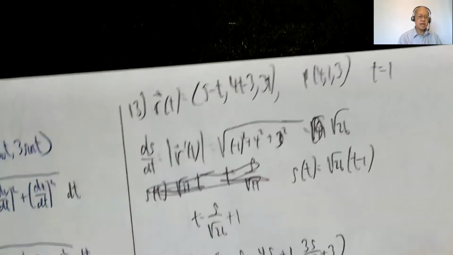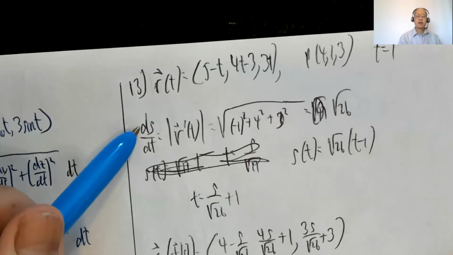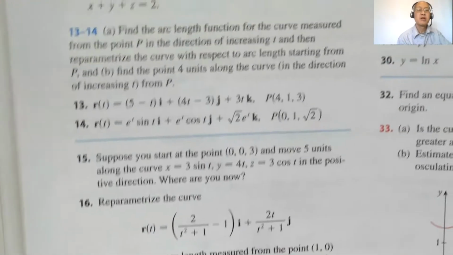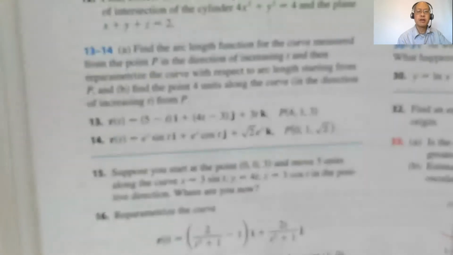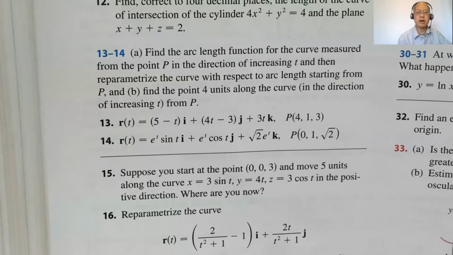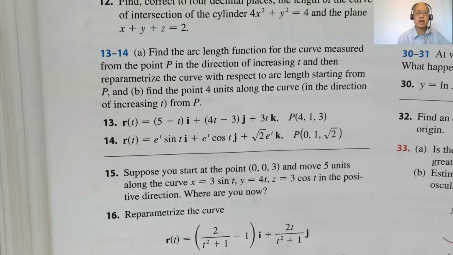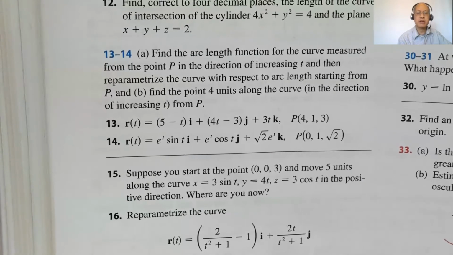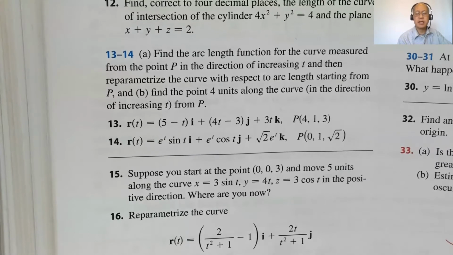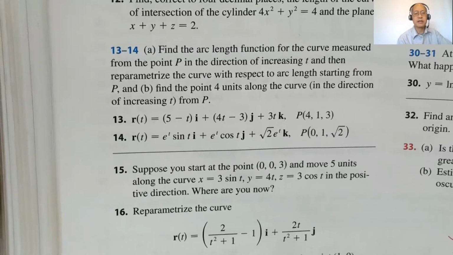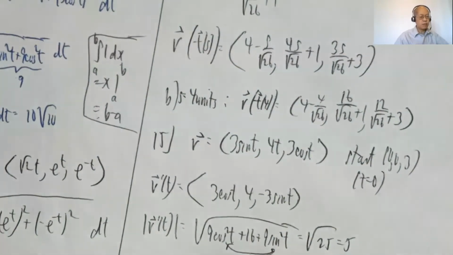Okay, 13 is one of those problems where they ask you to change the parameterization, and I'll show you what's going on there. 13, find the arc length function for the curve measured from the point P in the direction of increasing t, and then reparameterize the curve with respect to arc length, starting from P, and find a point 4 units along the curve in the direction of increasing t from P. So you're not necessarily interested in the time, but you want to know where am I after so much arc length, as it were. So here's what you do.